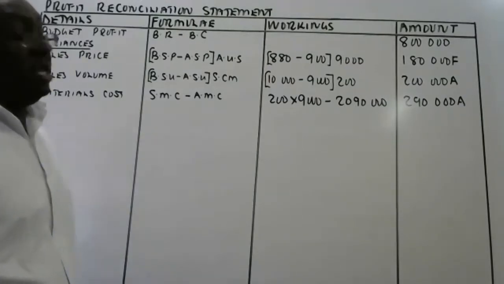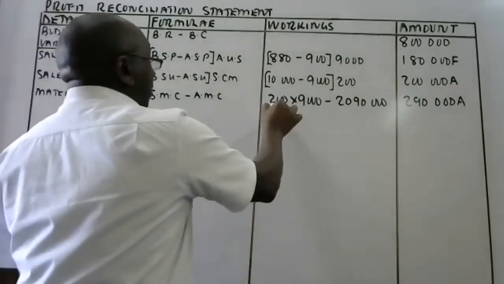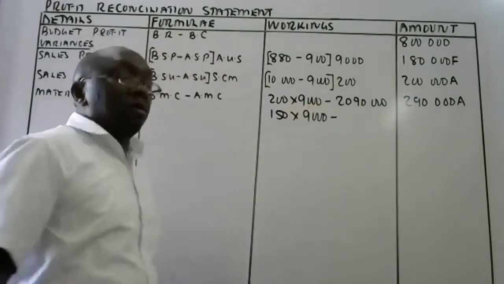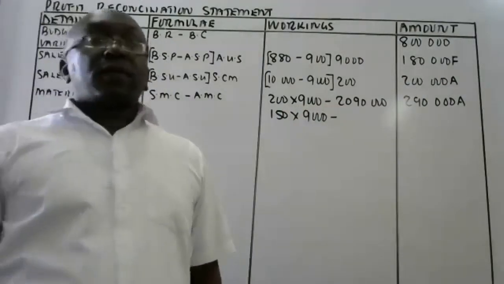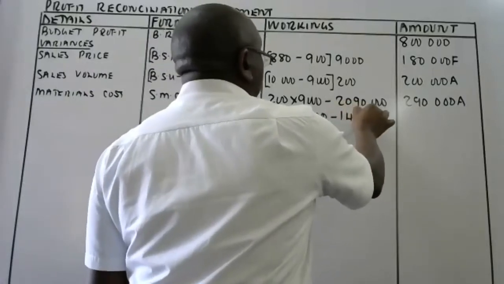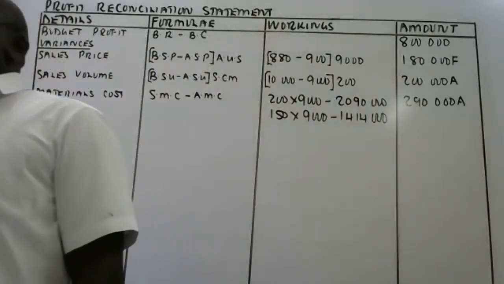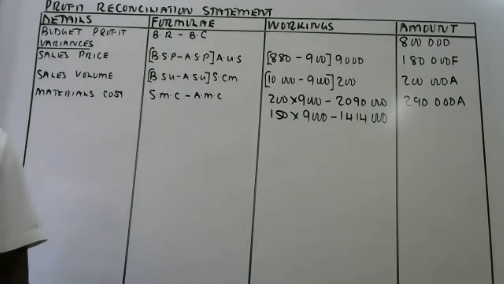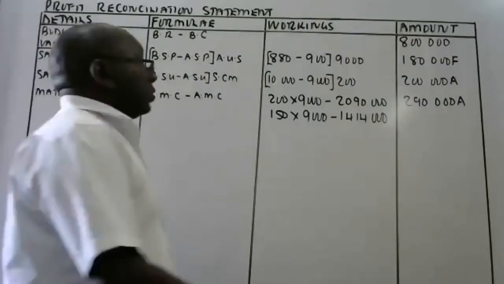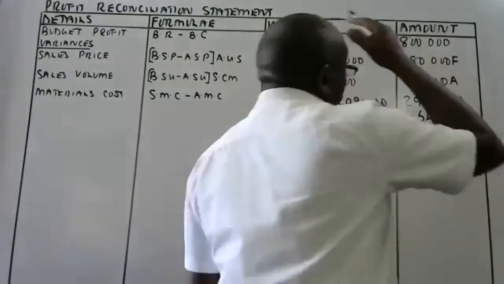Haya, niambie ya material B. 1 unit ilifaa kuchukua how much? 150. So 150 multiplied by 9,000. Alafu kibie huko kwa actual, ni ngapi? 14,000. 64,000. Favorable or adverse? Adverse also.